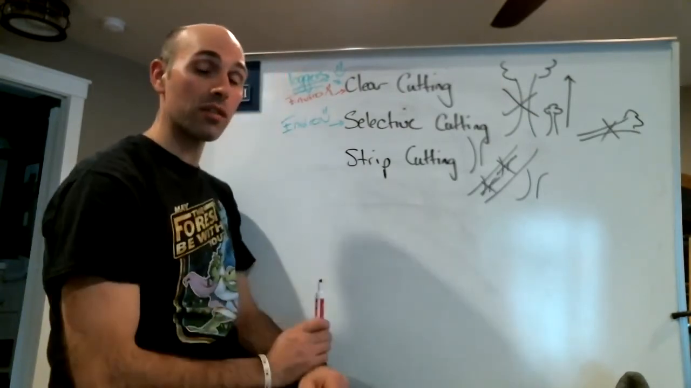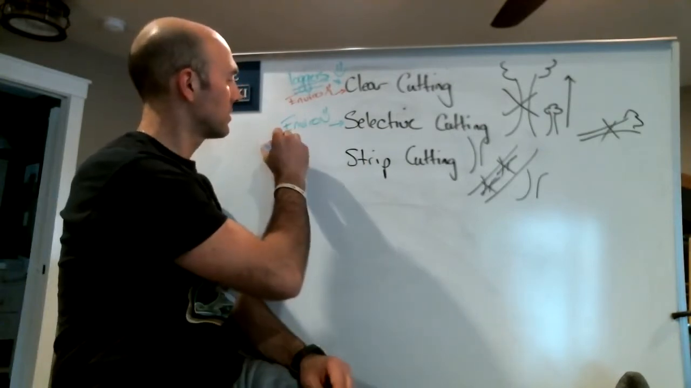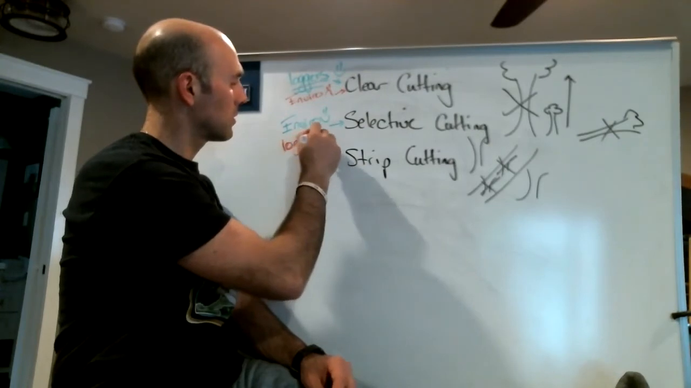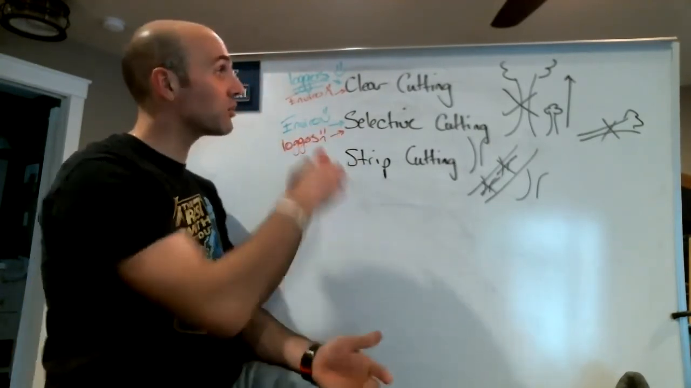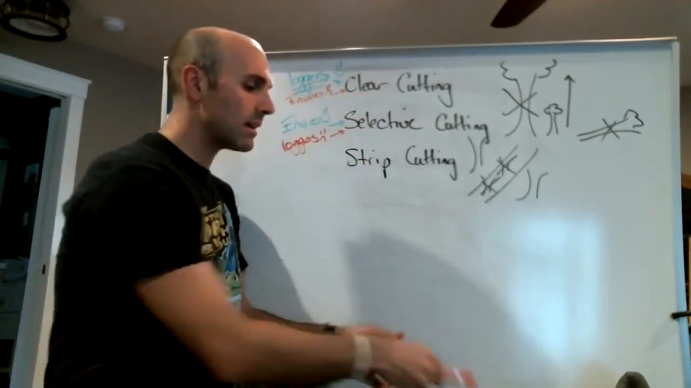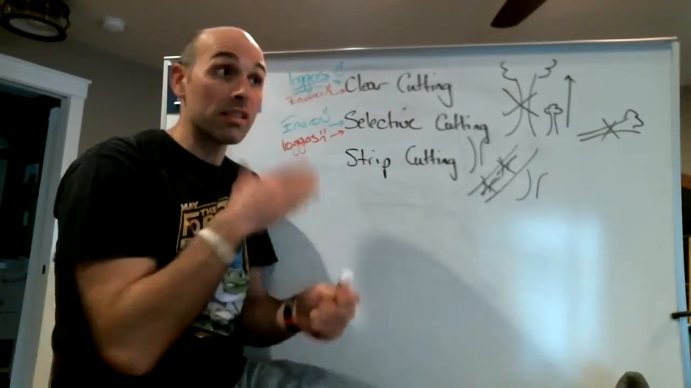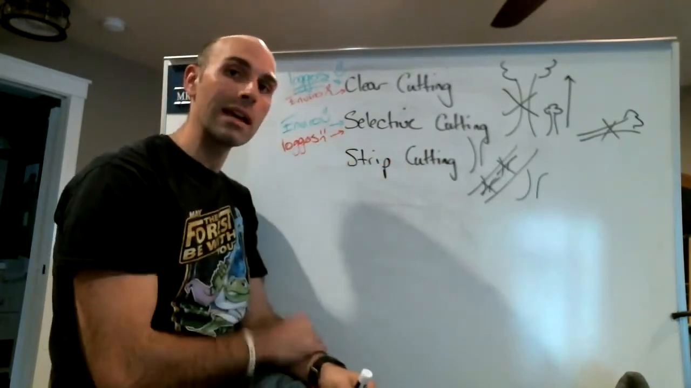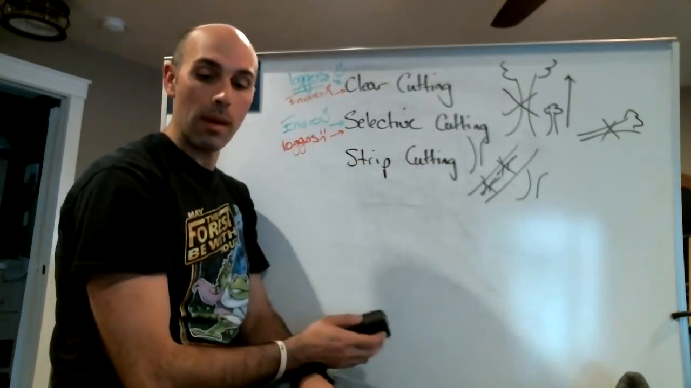Which one is worse for the loggers or most difficult? You're right, it's selective. Because it takes a lot of time and skill. They can't just go in like clear cutting and cut everything down. That's easy. They have to go in and selectively prune each one or take one by one. Is this one? Is this one? Is this one? You know, maybe this one's gonna come down, but this one's not. And that takes a lot of skill and time. So remember those 2, okay?